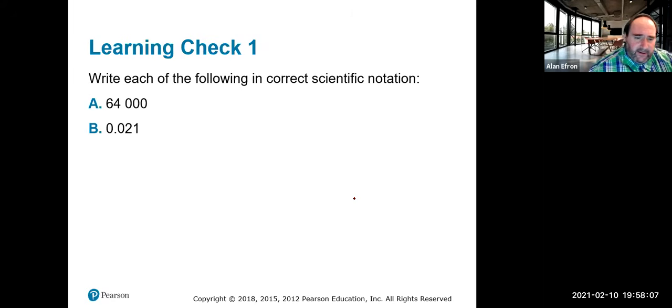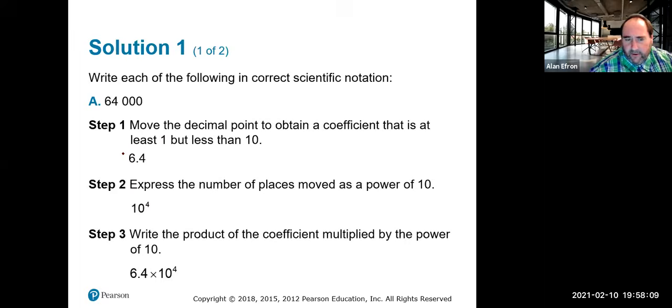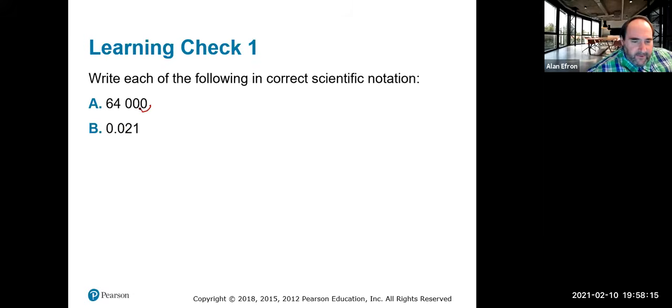So again here, if we write each of these into proper scientific notation, we'll go back here. We should go 1 place, 2 places, 3 places, 4 places. This should be 6.4 times 10 to the 4. Only 2 sig figs here, which is why we have only 2 sig figs here. Again here, 1 place, 2 places gives us 2.1 times 10 to the minus 2. Again, 2 sig figs here and 2 sig figs there as well. And again, negative exponent because it was a small number, positive exponent because it was a larger number.